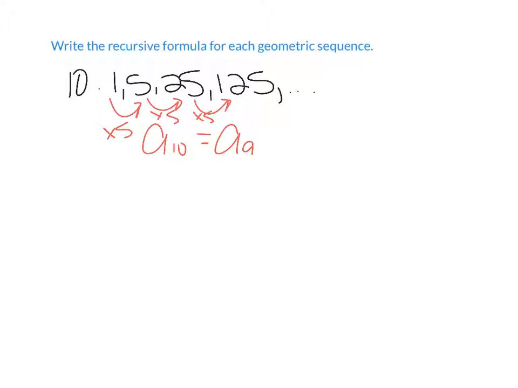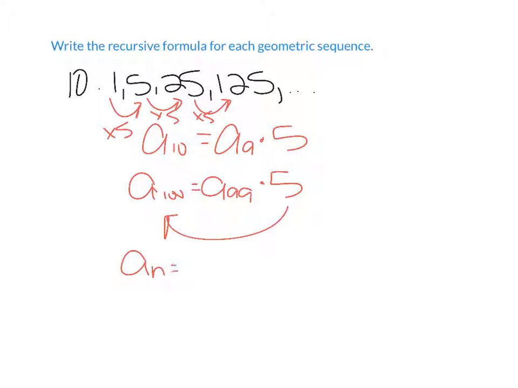So if I want to find the 10th term, I have to know the term right before it, and then I'm going to multiply by 5. If I want to know the 100th term, I have to know the 99th term. And once I know the 99th term, I know I can multiply by 5, and it'll tell me what the 100th term is. So to find the nth term, you have to know the term right before it, which is a sub n minus 1, and you're going to multiply by 5.